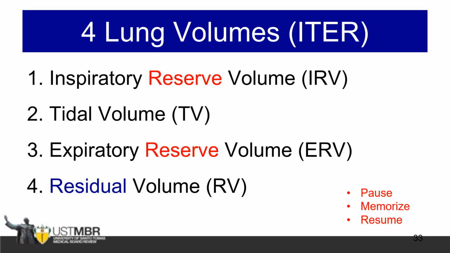Tabulated in this slide are the four lung volumes. The mnemonic is ITER: I, T, E, and R. Number 1 is inspiratory reserve volume, or IRV. Number 2 is tidal volume, or TV. Number 3 is expiratory reserve volume, or ERV. And number 4 is residual volume, or RV. I'd like you to pause, memorize, and then resume.